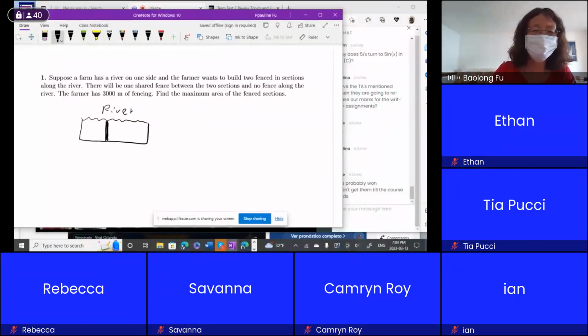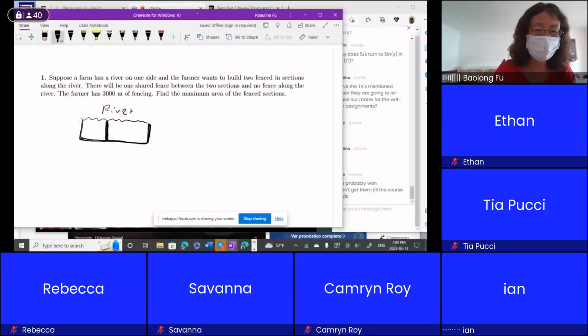All right. So, any questions about what is given, what is asked? Given you have 3,000 meters of fence, you want to use this 3,000 to build 2 sections. One section is here, the second section is here. No fence along the river. So how do you build so that you maximize the area? That is the question.